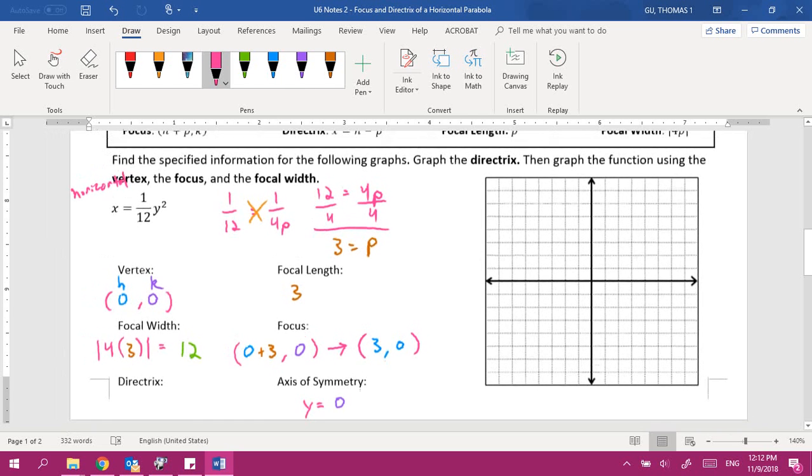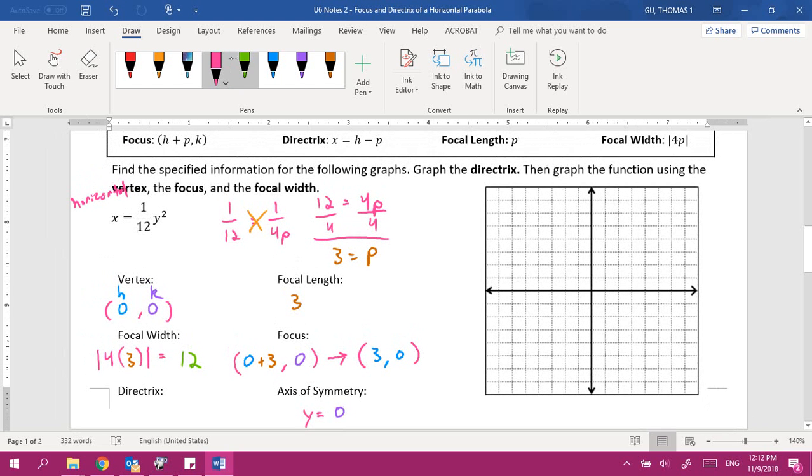Give me a sec. Is it negative 3? No. Sorry. Tell me with the variables first. X equals h minus p. So what is h? 0. 0 and then minus 3. So then your directrix ends up being negative 3. So what is the whole line then? X equals -3. That's right. Good. Okay, so now we're ready to graph because we've got all the information we need.